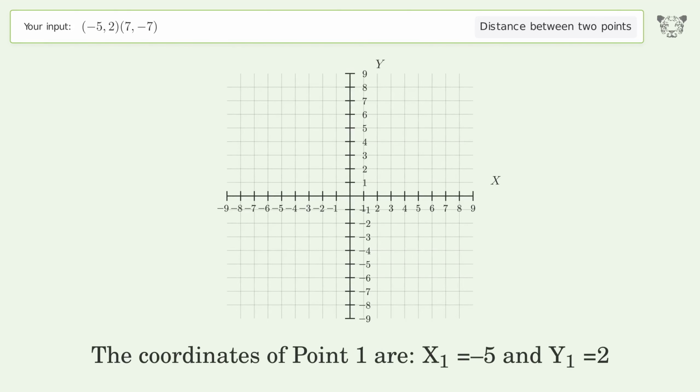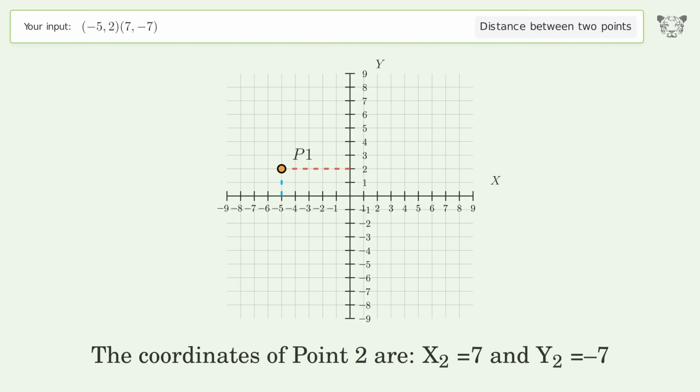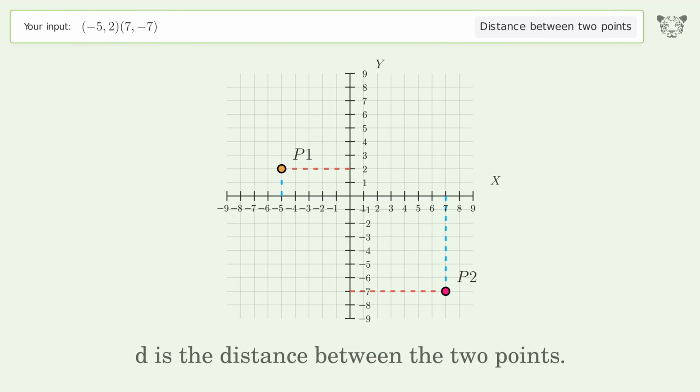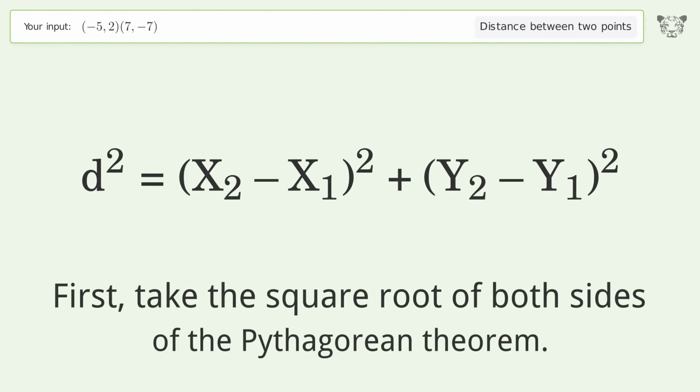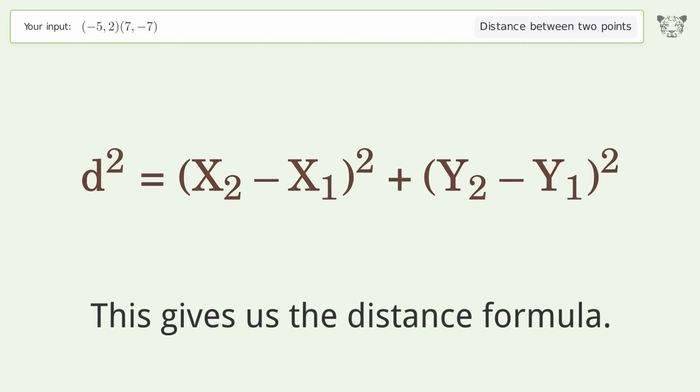The coordinates of point 1 are, x1 equals -5 and y1 equals 2. The coordinates of point 2 are, x2 equals 7 and y2 equals -7. D is the distance between the 2 points. First, take the square root of both sides of the Pythagorean theorem. This gives us the distance formula.